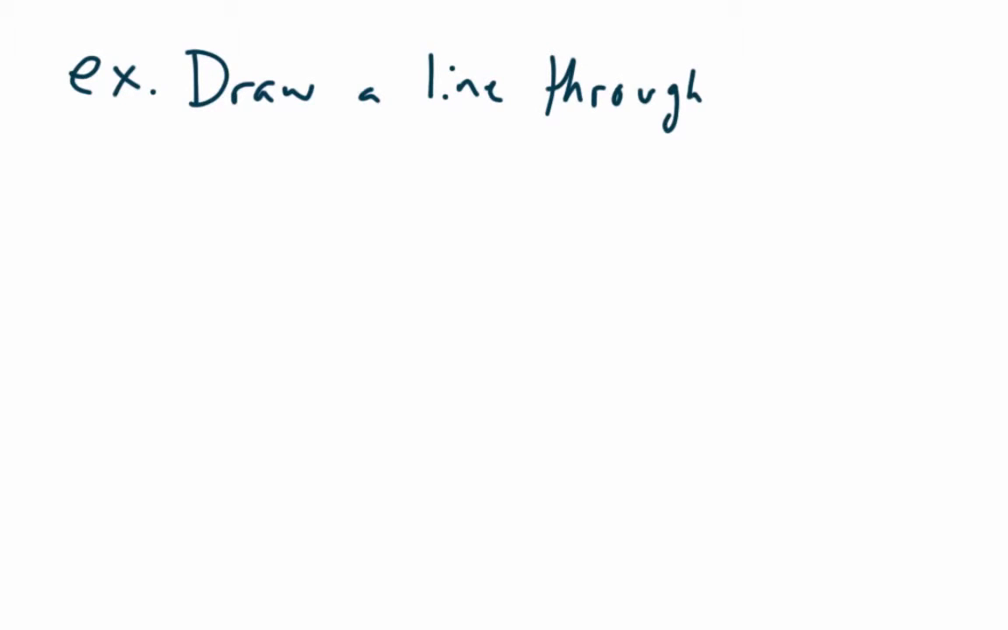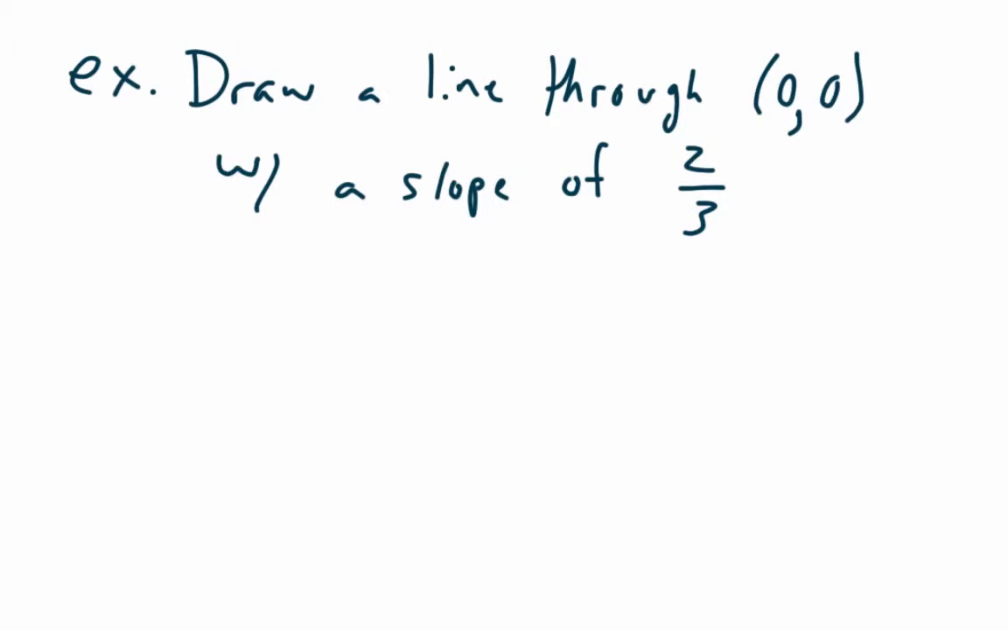The last thing then is going to be an example. I'm going to say draw a line through the origin, although you could pick any point, so draw a line through 0, 0 with a slope of maybe 2/3. You'll see some questions like that in the homework. They'll give you a starting point, then they'll give you a slope. And it's going to be a whole lot easier. So draw a line through 0, 0 with a slope of 2/3.